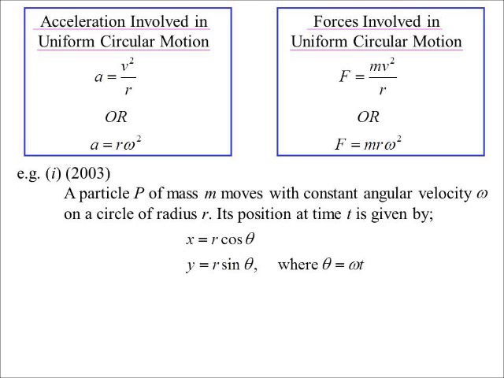Okay, so here's a question back from 2003. Particle, mass m, constant angular velocity, circle radius r. At any particular point, its position is given. So they're using the parametrics of the circle. R cos theta, R sin theta, where theta is omega t.